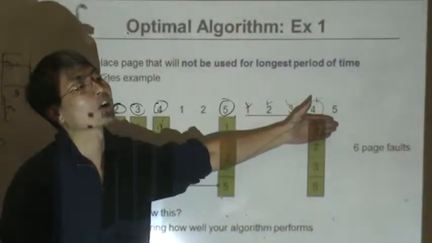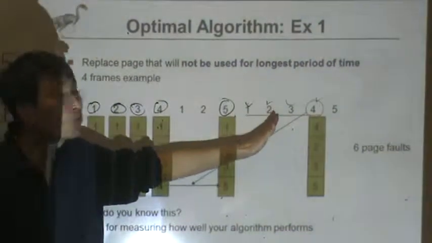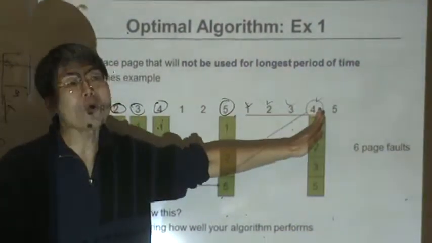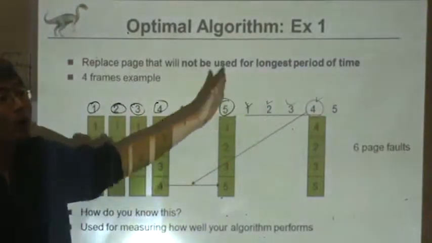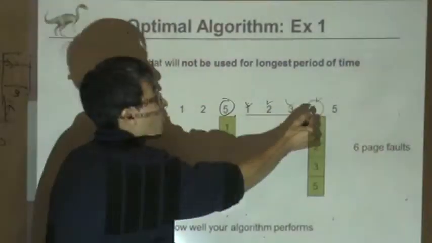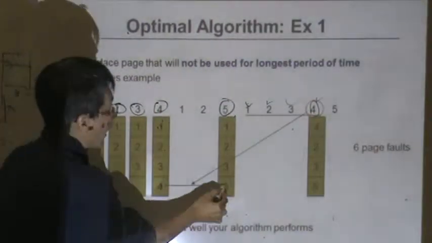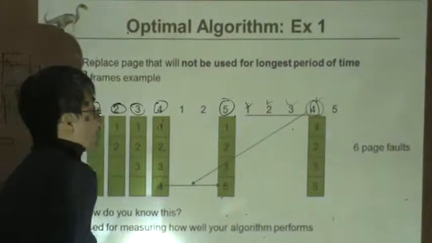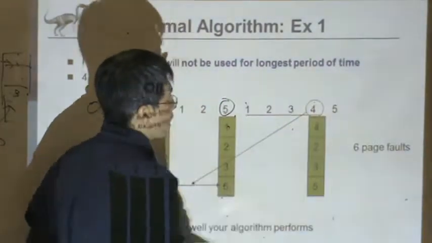So which one do you want to keep? 1 will be used next time, so I want to keep it. 2 will be next. But 4 is the longest time among the pages. So 4 will be replaced by 5. Okay? Then 1 is here, 2 is here, 3 is here, 4.